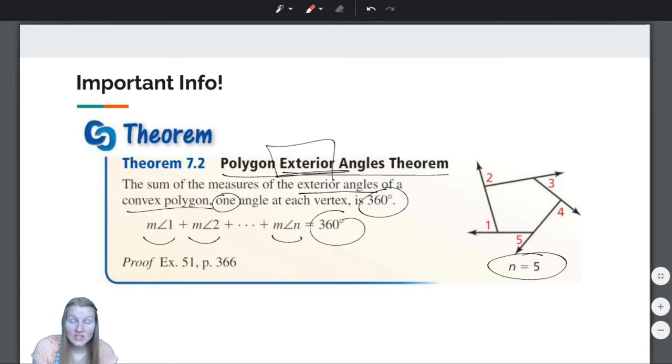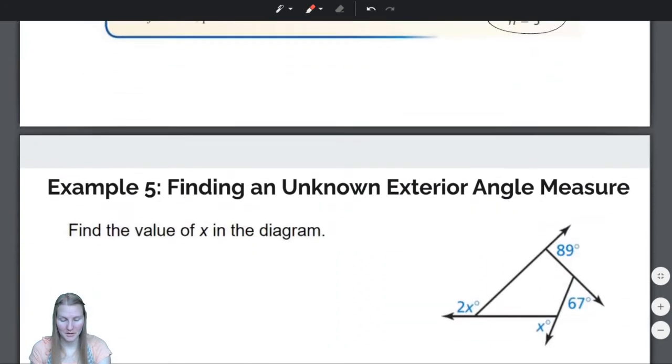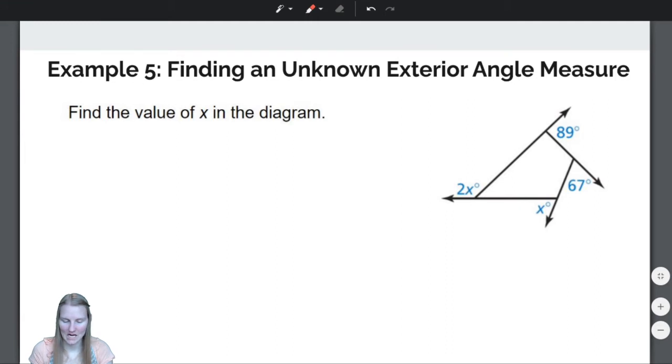For the exterior angles, remember our polygon interior angles theorem is very different. This is for exterior angles. So, put this in your notes. Make sure that exterior is emphasized when you put it in your notes. And let's do an example with this theorem. Find the value of x in the diagram, finding an unknown exterior angle measure.